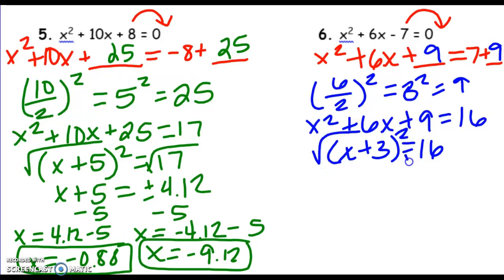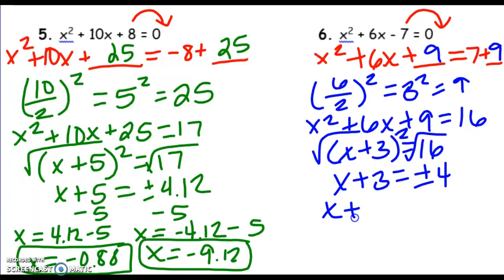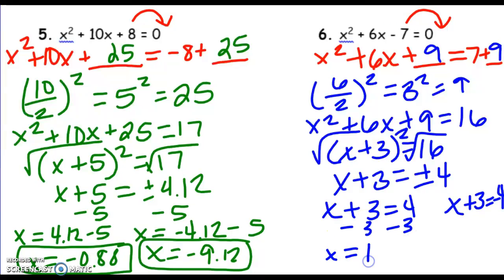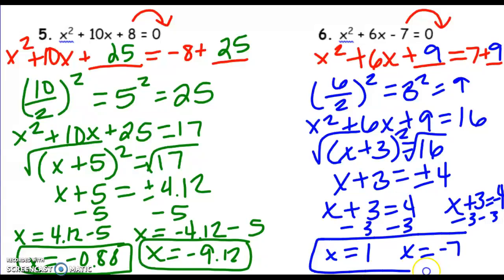I can square root both sides. So I have x plus 3 is equal to positive or negative 4. I set it up as two separate problems. x plus 3 equals 4, and x plus 3 equals a negative 4. I'm running out of room. I subtract my 3, x equals 1. I subtract my 3, and x equals a negative 7.